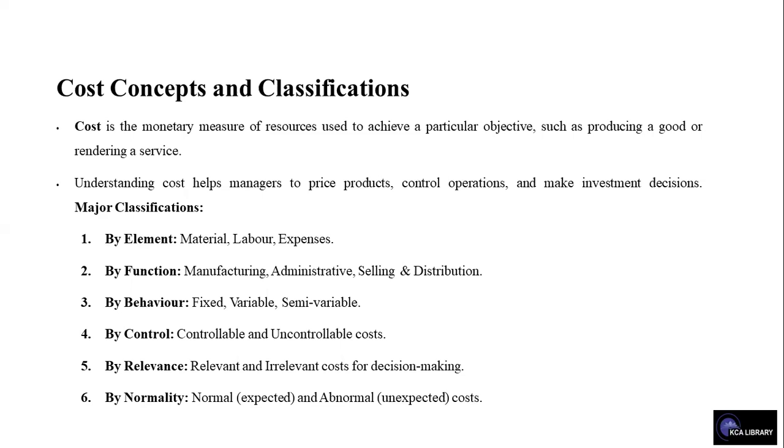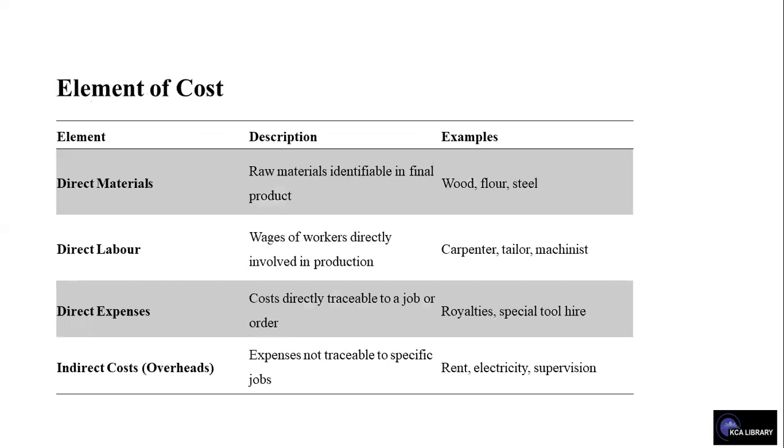Another classification of cost is by relevance. It has to do with relevant and irrelevant costs for decision making. And lastly, by normality, which sorts costs into normal, which is expected, and abnormal, which is unexpected costs.